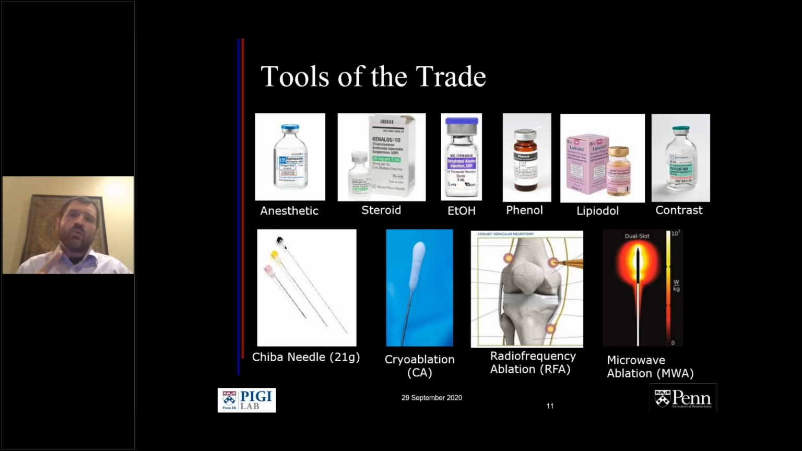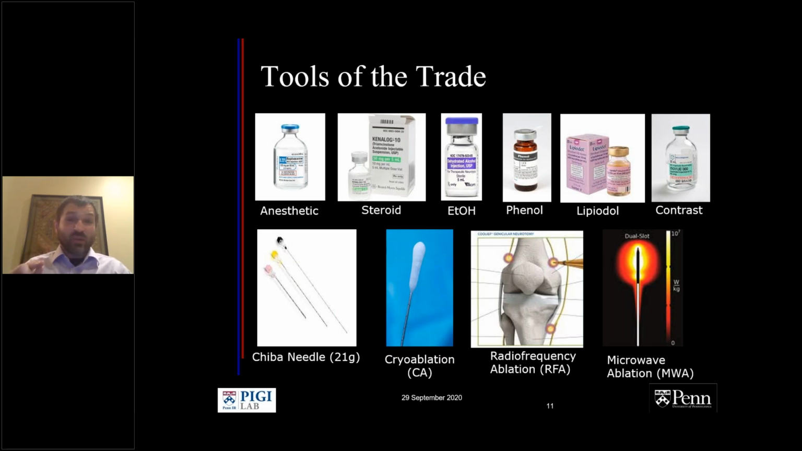So usually we'll put that, for example, into a joint, as we'll talk about, in concert with a steroid, or we'll inject the nerve directly in concert with injecting a steroid, like Kenalog, which is triamcinolone. It's just a synthetic version of prednisone that we'll inject.